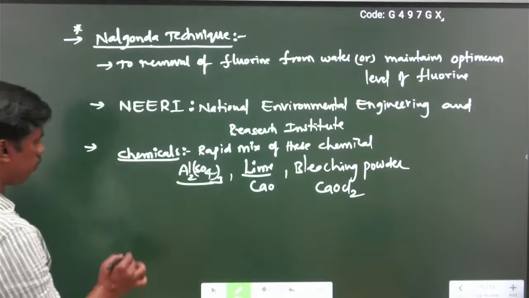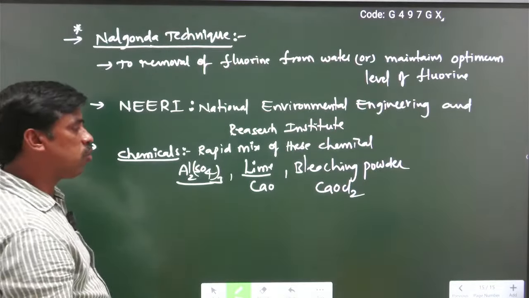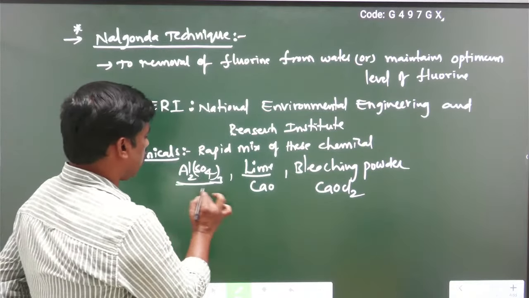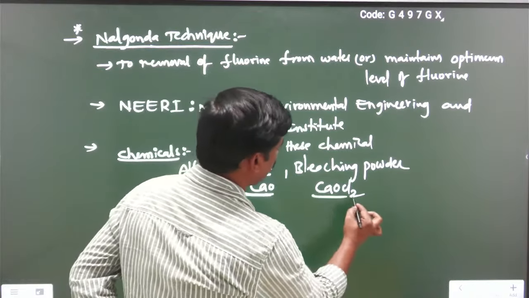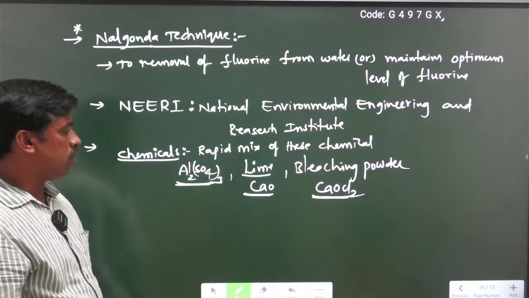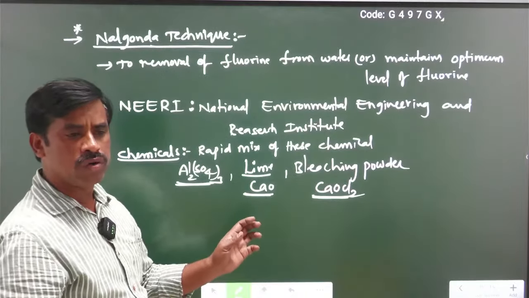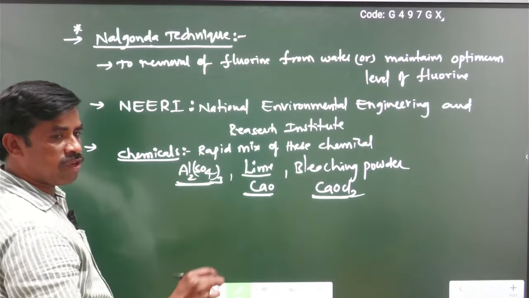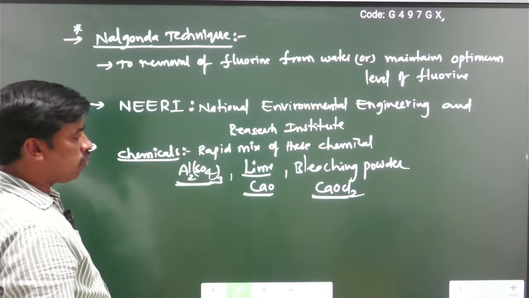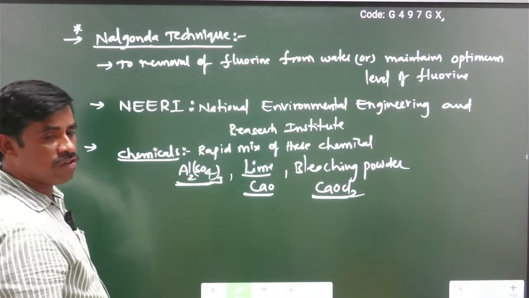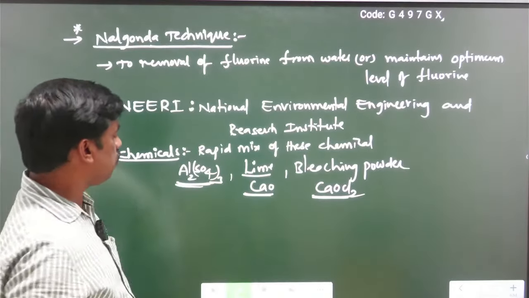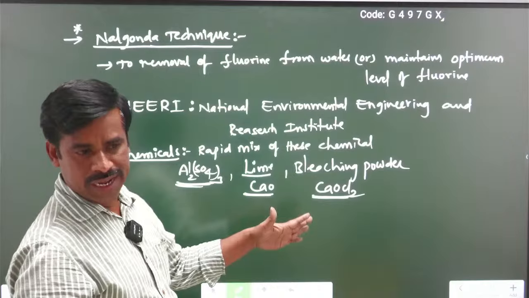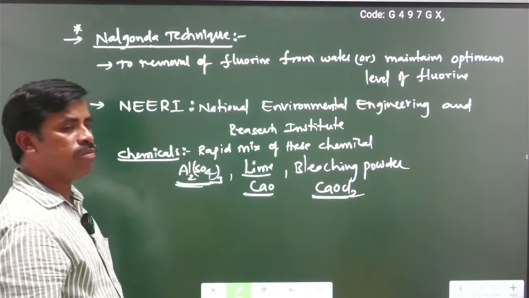Whenever there is rapid mixing, the dissolved salts slowly precipitate. When aluminium salts, calcium oxide (lime) and bleaching powder are rapidly mixed with the water, the dissolved calcium and magnesium salts slowly precipitate. The precipitate settles at the bottom of the tank due to gravitational force, which is said to be the sedimentation process.